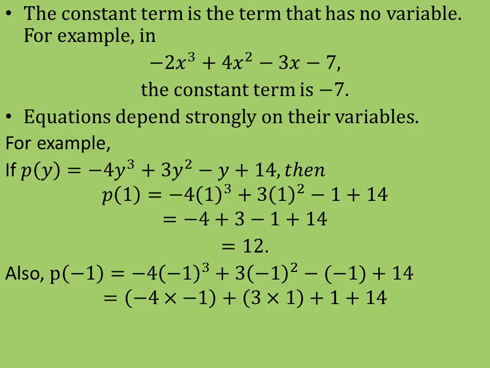So we have minus 4 times minus 1, that's 4. 3 times 1, that's 3, and 1 plus 14, that's 15. So we have 4 plus 3 plus 15, and that will give us 22. Look at the big difference. When we look for p of 1, we get 12 as our answer, and when we look for p of minus 1, we get 22 as our answer.